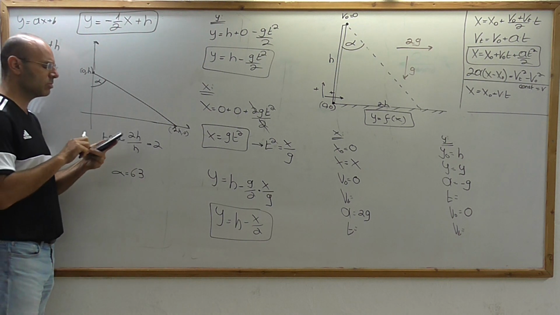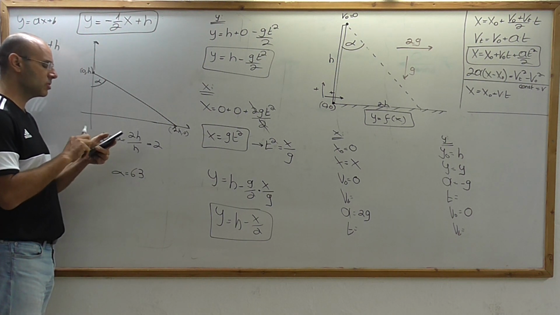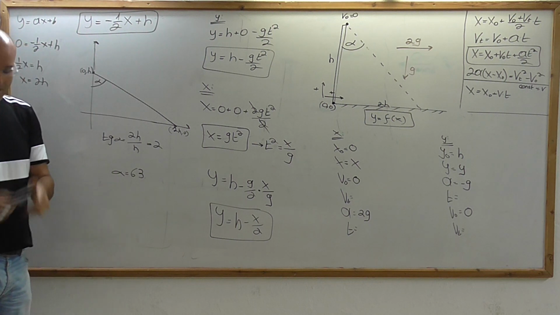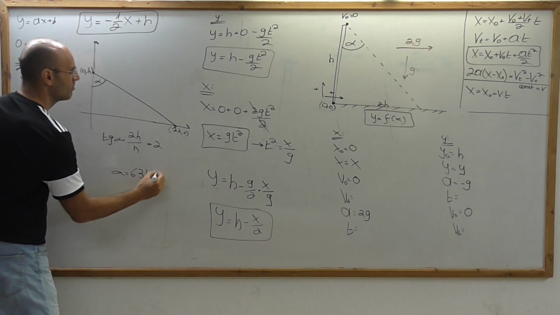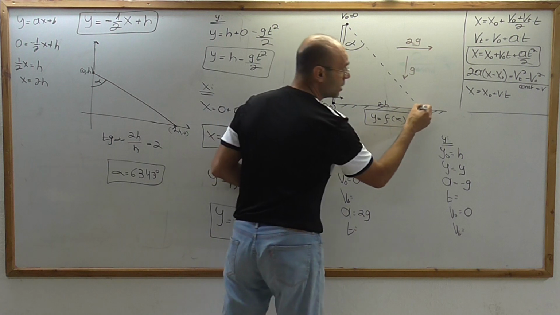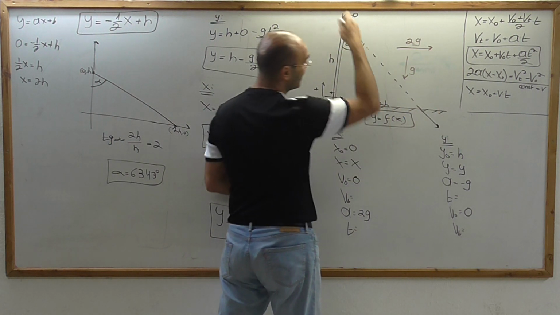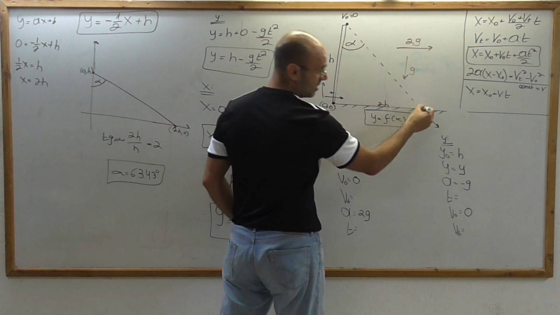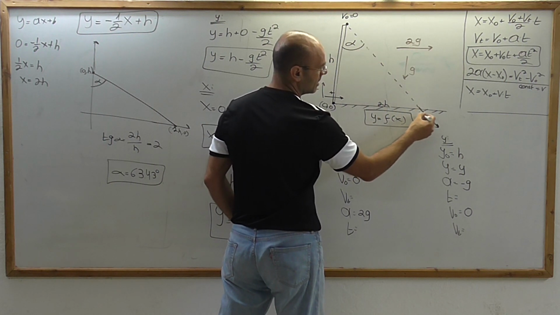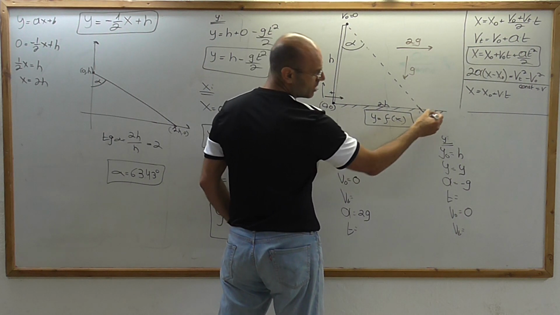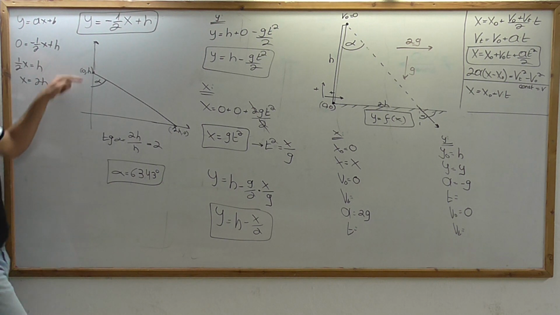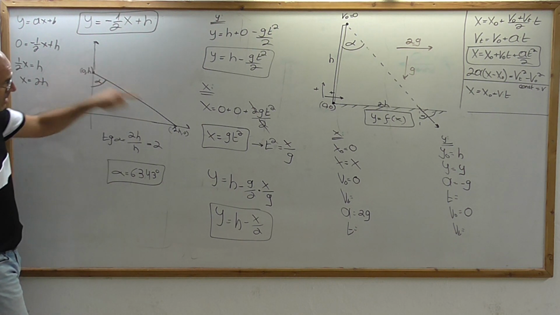We had it today also. Shift tangent 2, 63.43. Okay, and now I know it reaches the ground at the same angle. So this angle and this angle are the same. If I want this one, I'll do 90 minus.